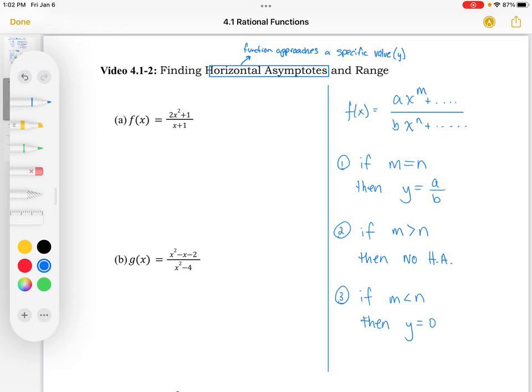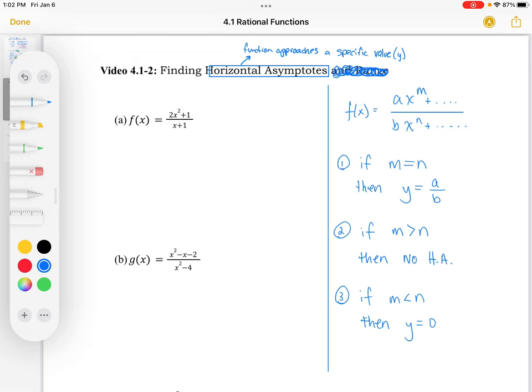In this video, we are going to be looking at rational functions and finding horizontal asymptotes. So we're not going to really take into account the range all that much in this video, so I'm just going to cross that out. Now, a horizontal asymptote occurs when a function approaches a specific value but does not reach that value. So we have some rules over here on the right.